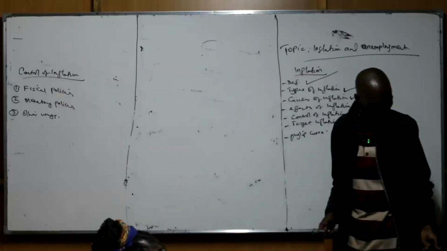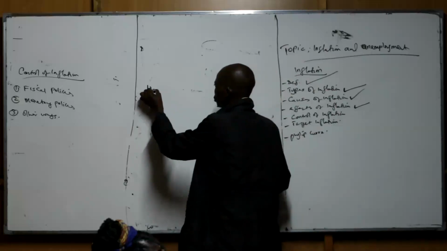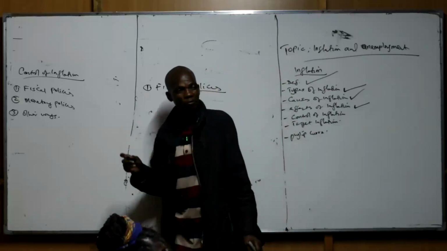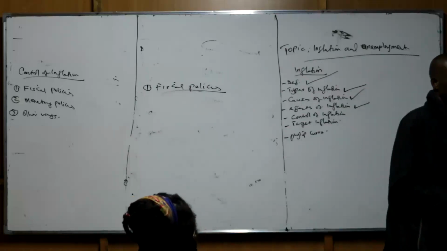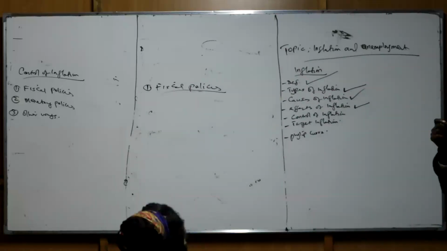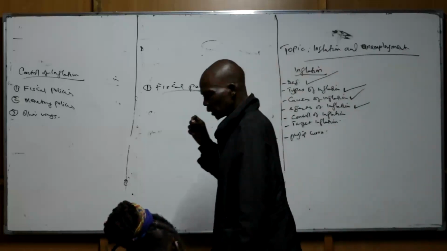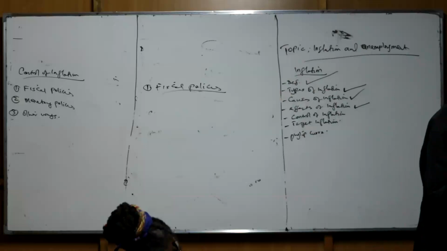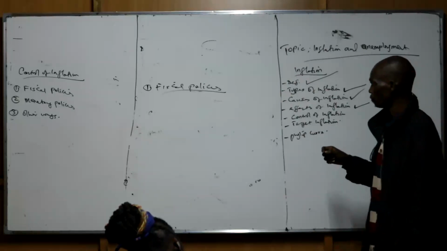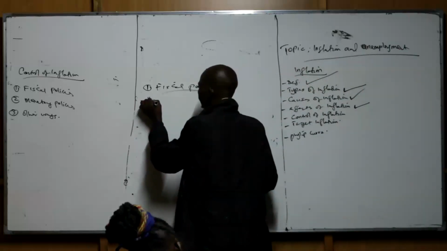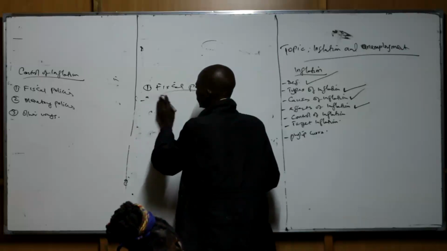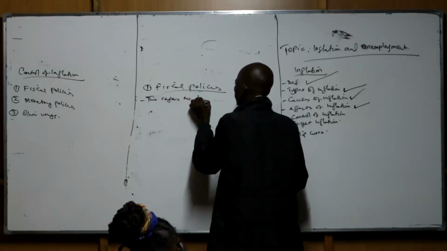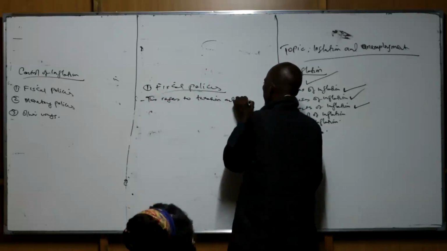So let's look at those ways in which you're able to control inflation. We talk about the first one, fiscal policies. Whenever you talk about fiscal, it's about taxes. It's about government spending. Whenever we talk about fiscal, it's about government taxes and expenditure. So the government will devise policies around taxes and expenditure so as to control inflation. So this refers to taxation and expenditure policies by the government in controlling inflation.